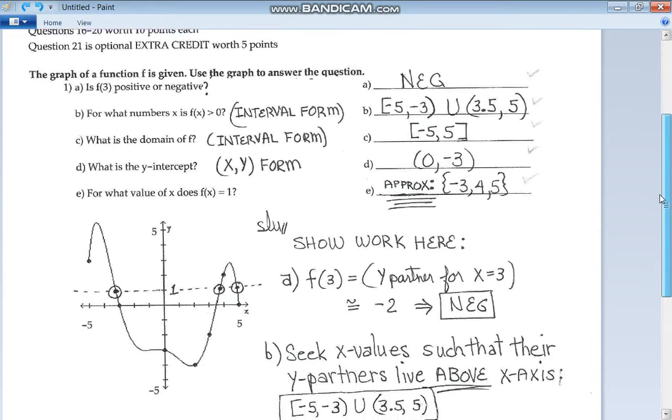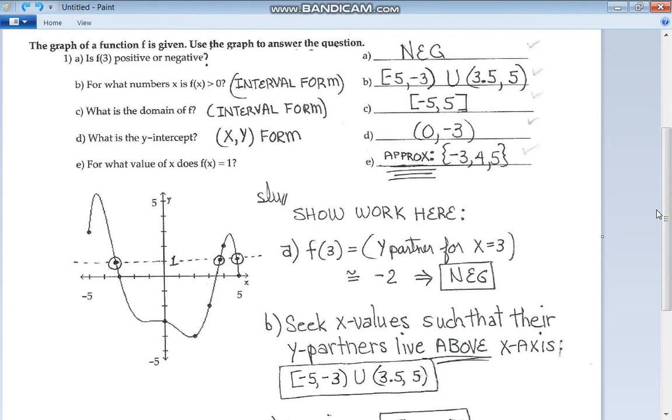Question number 1. The graph of a function f is given. Use the graph to answer the question. Number 1, part A, is f of 3 positive or negative? Now we're looking here at the graph, and here's our work for part A.